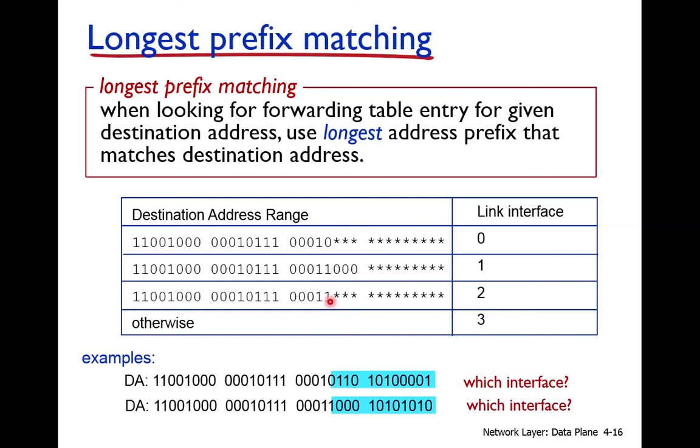Now we have to move to the next bit. The next bit is 0. Here the next bit is 0, and here it is a wildcard. So it is matching with this one, because here it matches the greater number of prefix bits. So here we have longest prefix matching. For this packet, it matches this entry and it will be forwarded on link 1. So when the entries use common prefix addresses, then when we look for a forwarding table entry for a given destination address, we use the longest address prefix that matches the destination address. We have explained this through an example.